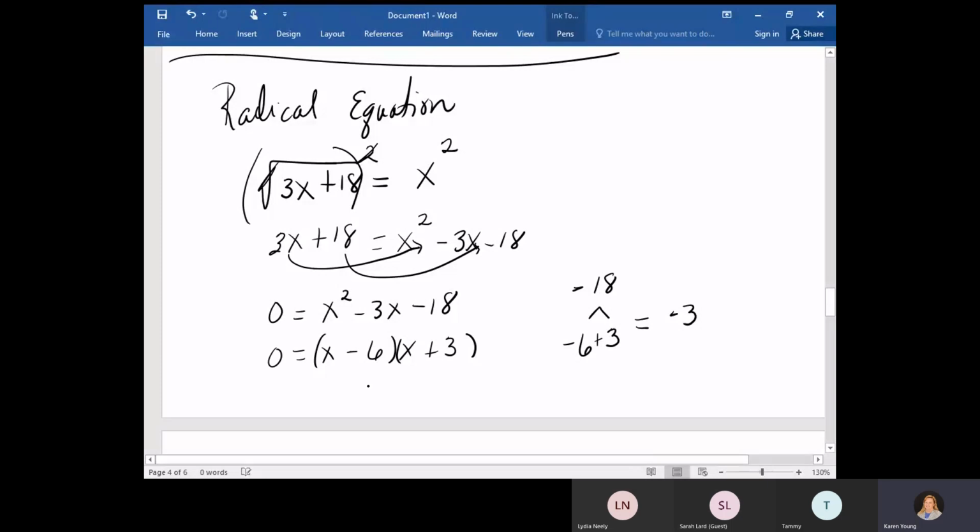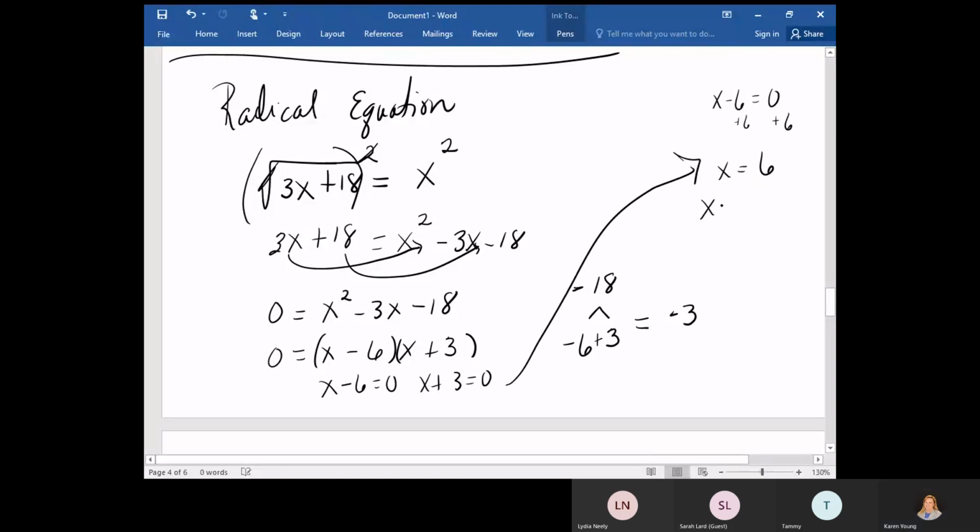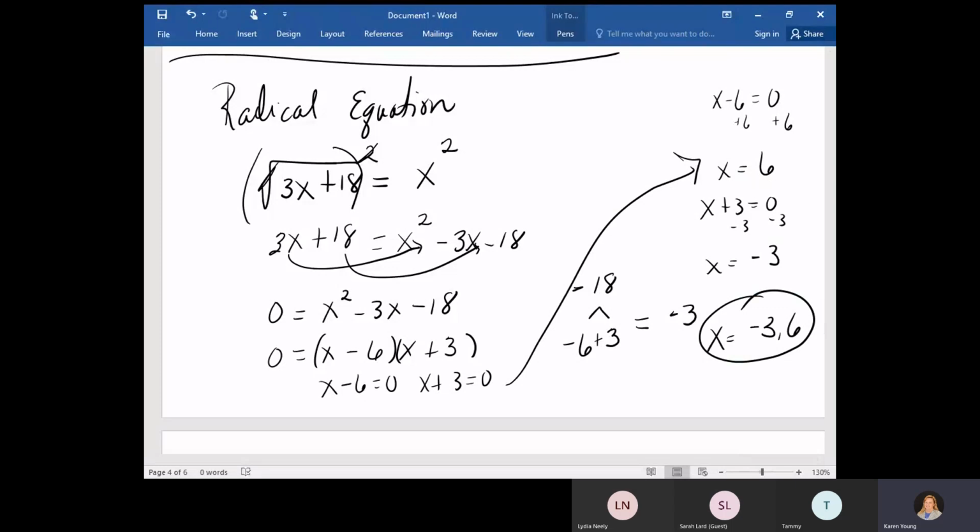And then would that just be the answer? No, you've got to set them equal to 0. So if I have x minus 6 equals 0, I add 6. So x equals 6. I have x plus 3 equals 0. Subtract 3. And x equals negative 3. So then my values for x are negative 3 and positive 6.